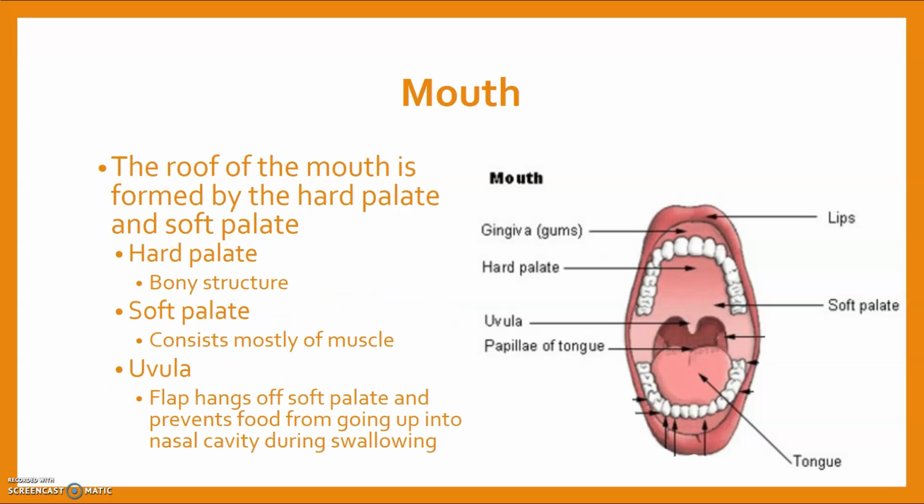Now the roof of the mouth is made up of a hard palate. This hard palate is hard because it's a bony structure. And then the roof of the mouth also has what's called a soft palate. And this is soft because it consists mostly of muscle. And then hanging down off that soft palate, you have what's called a uvula. Uvula kind of looks like a bulb. And this uvula is important because it prevents food from going up into the nasal cavity when you swallow.